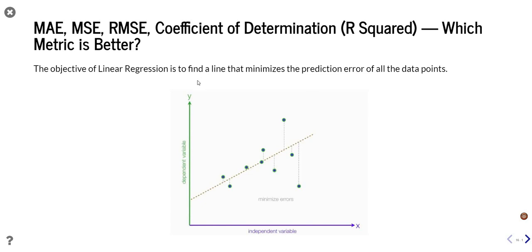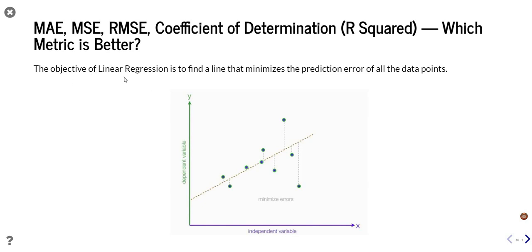The first one is MAE, which means the mean absolute error. Then we have the MSE, which is the mean squared error. Then we have the RMSE, which is the root mean square error. And also we have the coefficient of determination, R squared. So which one of these metrics is actually better?